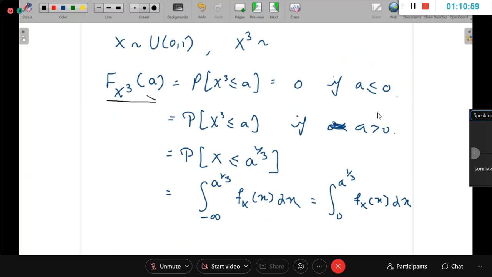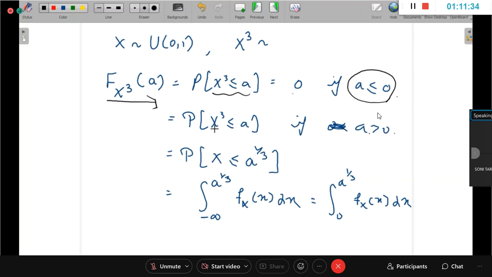Right, so here it is. We are starting with the CDF of x cube at a. Now x cube less than or equal to a. If a is less than or equal to 0, there are two possibilities: a is less than 0 or greater than 0, because the x values lie between 0 and 1, where it is non-zero. You can consider that case. So for a less than or equal to 0, x cube less than or equal to a is an impossible event, which gives the value 0.